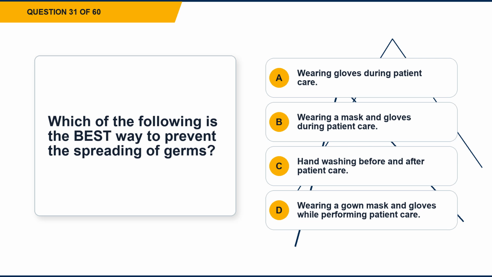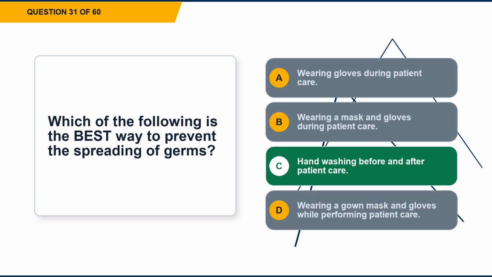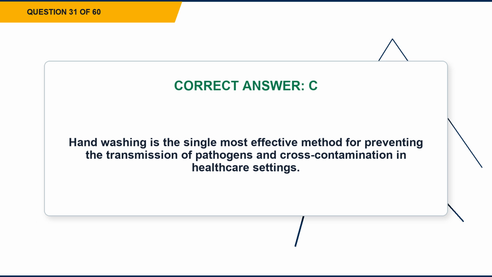Question 31. Which of the following is the best way to prevent the spreading of germs? Option A, wearing gloves during patient care. Option B, wearing a mask and gloves during patient care. Option C, hand washing before and after patient care. Option D, wearing a gown, mask and gloves while performing patient care. The correct answer is option C, hand washing before and after patient care. Explanation: hand washing is the single most effective method for preventing the transmission of pathogens and cross-contamination in healthcare settings.